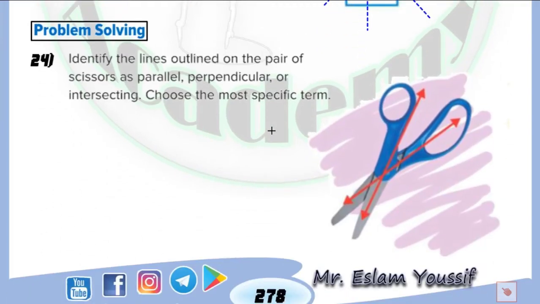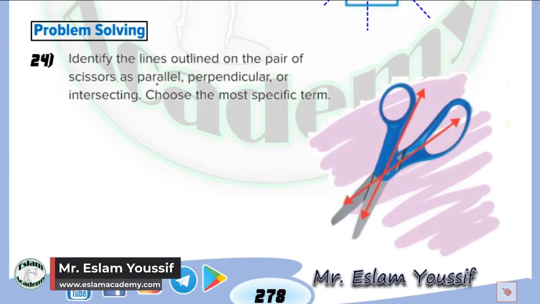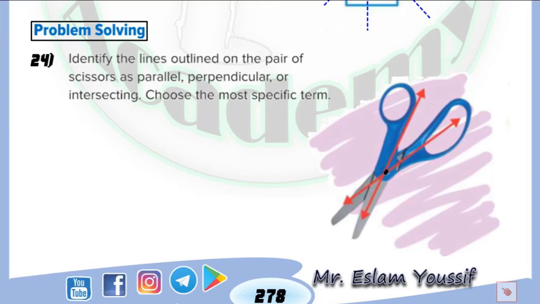From the other side, we can draw another line of symmetry. The part at the right of the line of symmetry is the same as the part at the left. In question number 24, we need to find the relation between the lines, whether the two lines are parallel, perpendicular, or intersecting. We have two lines that meet at one point, and they are not forming a square corner. It means they are intersecting.